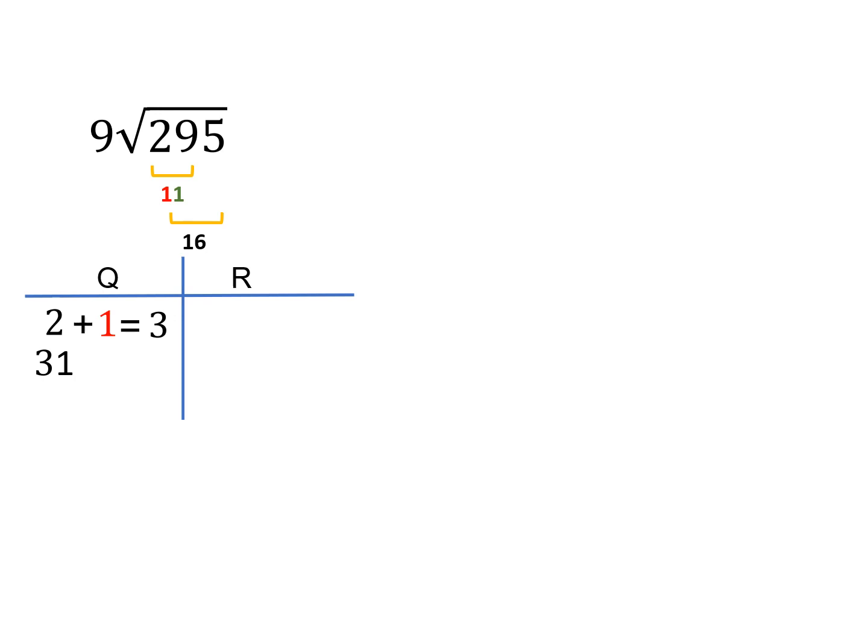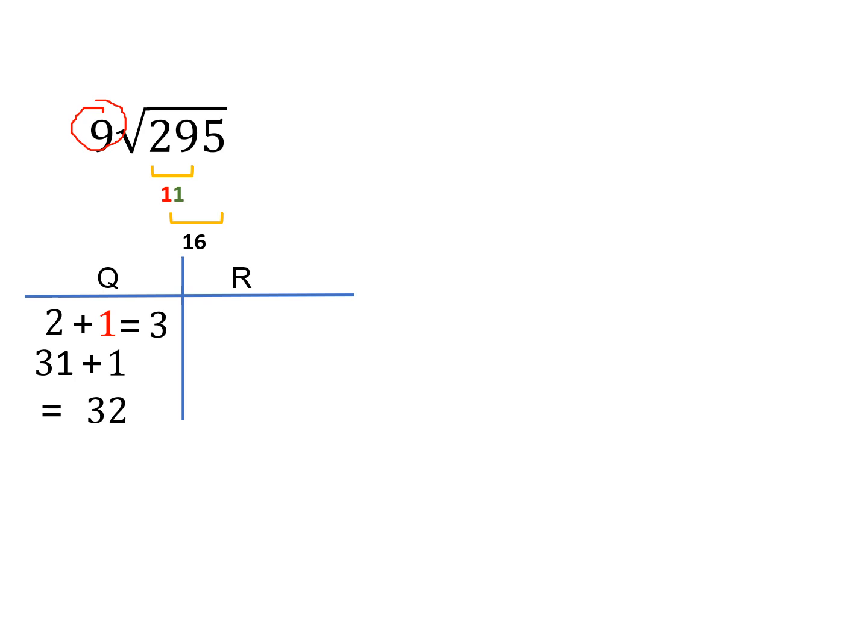And how many 9s are there in 16? There is only one 9. So we will add 1 to 31, and that is equal to 32. Now 32 is our quotient. Now let's move on to the remainder. What about the remainder? What will our remainder be?